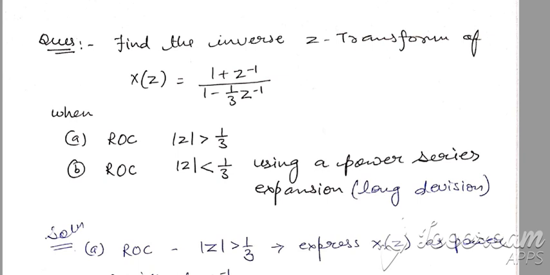So we will start with this question. Find the inverse Z transform of X(z) is equal to (1 plus z^-1) upon (1 minus 1/3 z^-1), when we take two conditions. One, when ROC is |z| greater than 1/3, and the other, ROC that is |z| less than 1/3, using power series expansion or long division method.